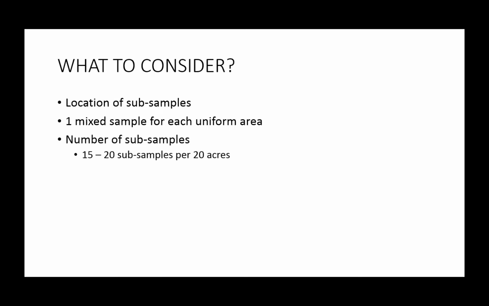Depending on your area, I don't know how many acres of land we're all dealing with, but we generally recommend, if you're working with something that's like 20 acres, you want to grab like 15 to 20 subsamples, so handfuls, to put in there and mix together, because that'll kind of capture the variability with that. Smaller spaces, it's up to you.